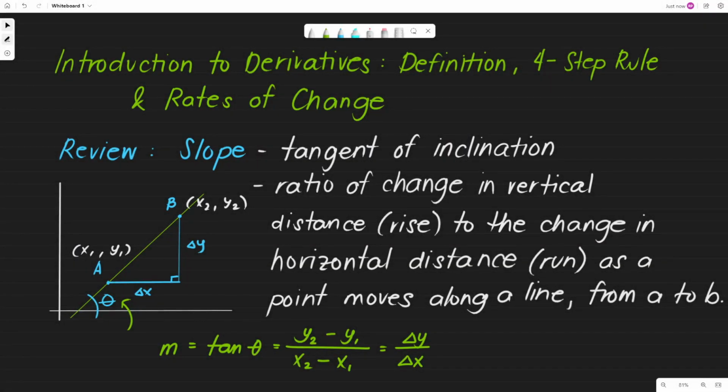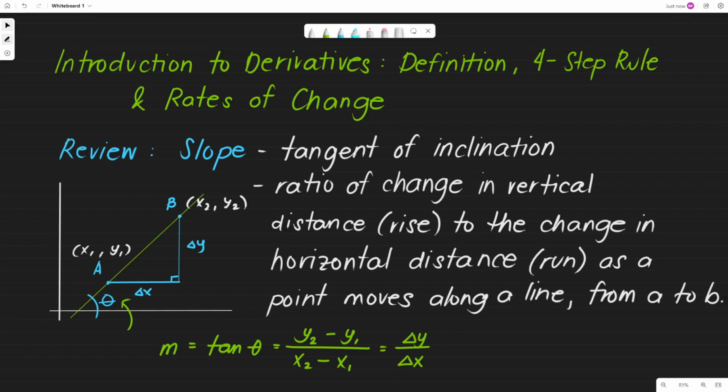Hi friends, so today we will be discussing the calculus proper, or the start of our calculus proper. Let us discuss derivatives, the definition, the first step rule, and rates of change. So konting review lang muna tayo ng ating pre-calculus lesson.